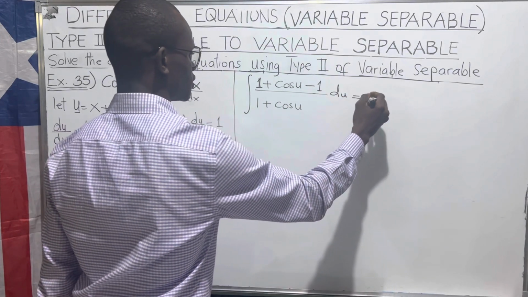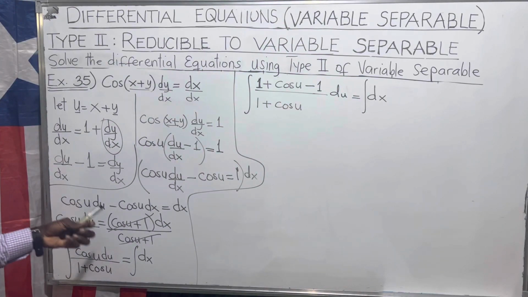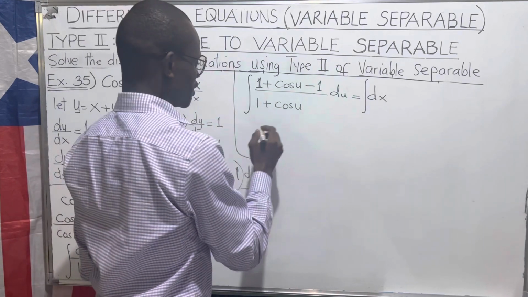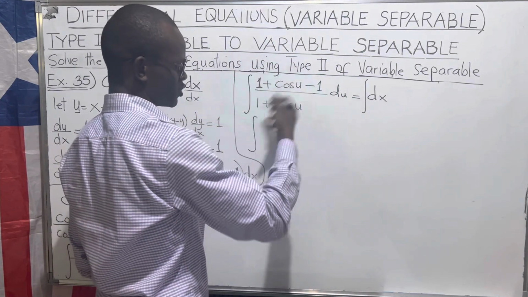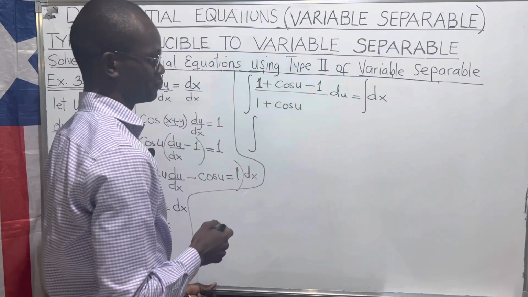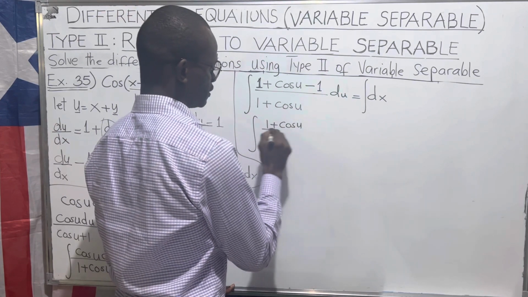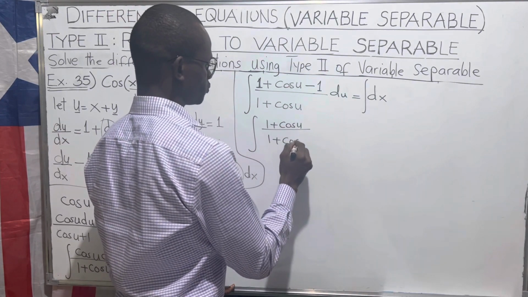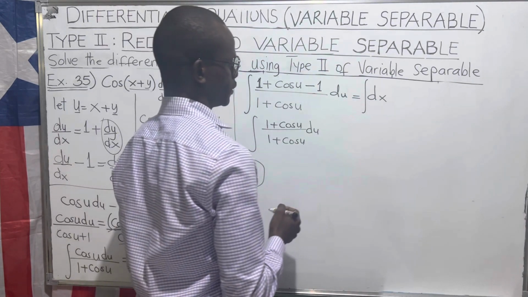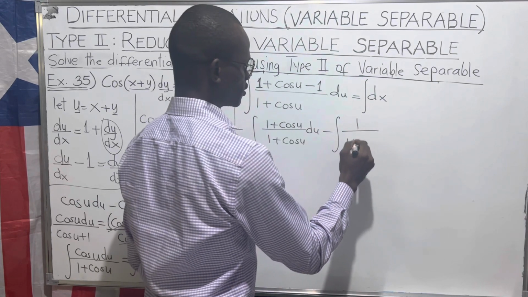Du equals dx, the integral of dx. So you see, with that, we didn't change the problem; it is still the same. Our objective is to be able to integrate this problem in the best way we can. So 1 plus cos of u divided by 1 plus cos of u du, minus the integral of 1 all over 1 plus cos of u.